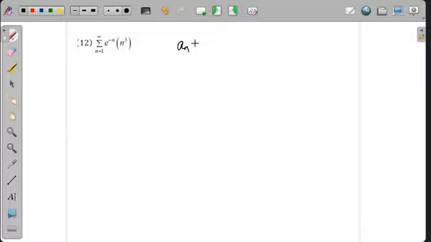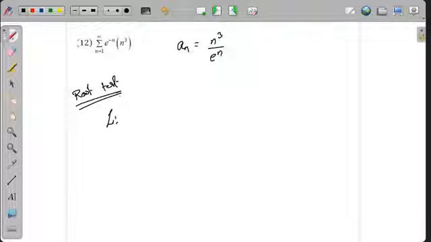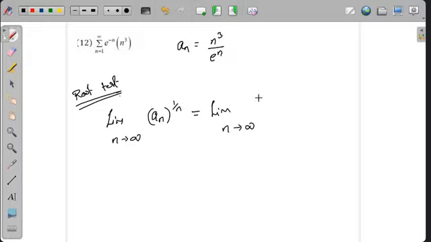Here a_n equals n cube over e power n. So I'd like to apply the root test here, the nth root test. That is, limit n goes to infinity of a_n whole to the power of 1 by n. That is limit n goes to infinity of n cube over e power n whole to the power of 1 by n.